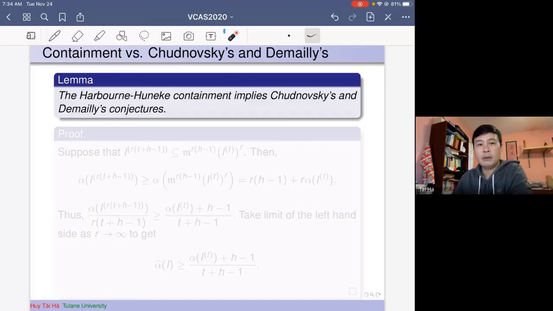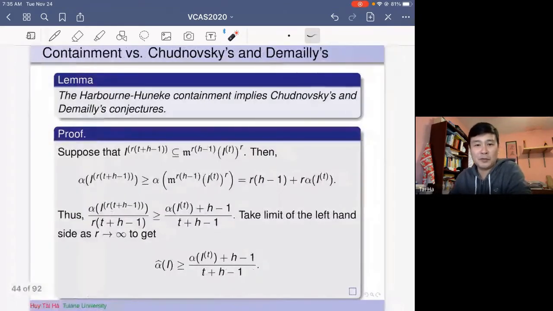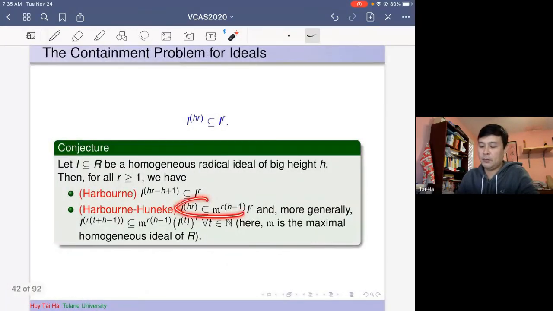The good thing about this containment, and what motivates us to study it, is that the Harbourne-Huneke containment implies Chudnovsky's and Demailly's conjecture. Now, often I was told that when I give an hour talk, I should do some proof, so I'm going to do a proof of this fact. It's quite simple. Let's say we have this containment, and in fact I should mention we have two containments. I'm going to refer to this as the simple form and as the strong form.